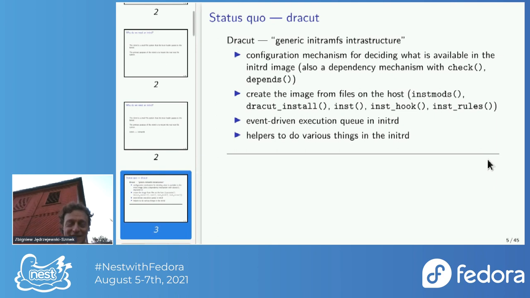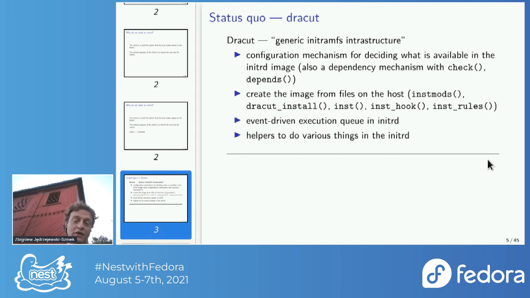So let me talk about the current approach that we use everywhere in Fedora. We have Dracut, and Dracut is a complicated beast because it labels itself as generating initramfs infrastructure. I think it's fair to divide it into four parts. First, Dracut decides what should go into the Initrd. You have Dracut modules that provide some functionality, and you select which ones should be available in the Initrd image. There are also mechanisms for dependency resolution between modules, automatically pulling in other stuff when appropriate.